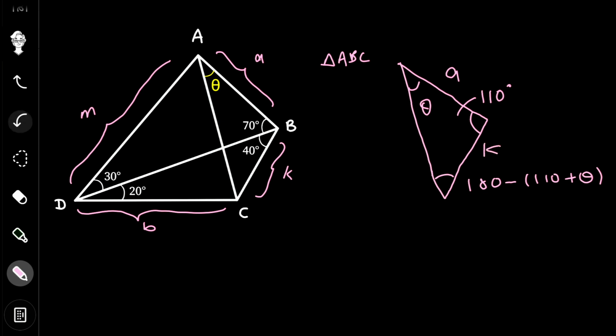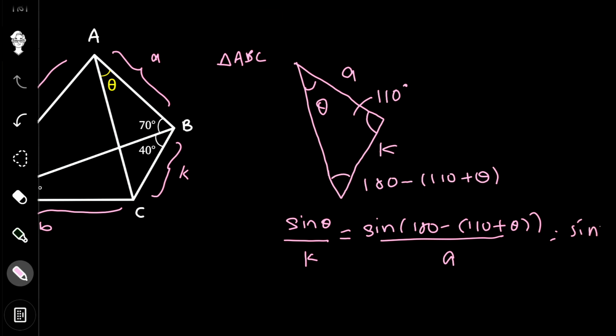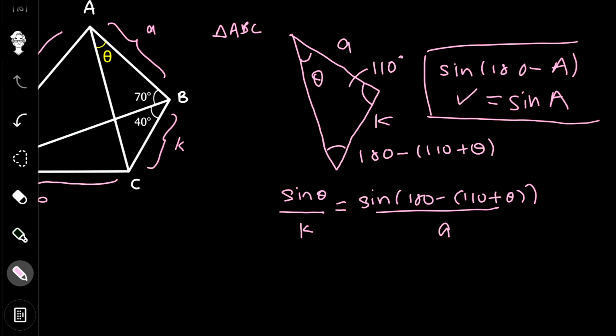Now in this particular triangle we will apply the sine rule. Therefore sine of theta upon its opposite side, that is K, would be equal to sine of 180 degrees minus (110 plus theta) upon its opposite side, that is A, and this would be equal to sine of 110 degrees upon this opposite side. We'll not take this ratio because that is not required. Now we know this identity of trigonometric ratios, that sine of 180 degrees minus some angle A is equal to sine of A. This is a trigonometric identity, so we can apply it in the numerator over here. So sine of 180 degrees minus (110 plus theta) will simply turn out to be sine of 110 plus theta.